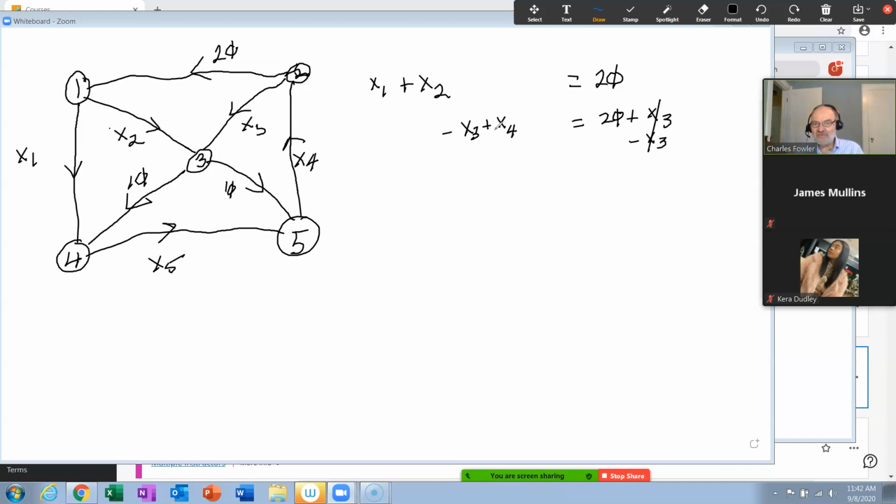Okay, let's go to junction 3. We got 2 coming in, x sub 2 plus x sub 3, 2 going out, 10 plus 10.